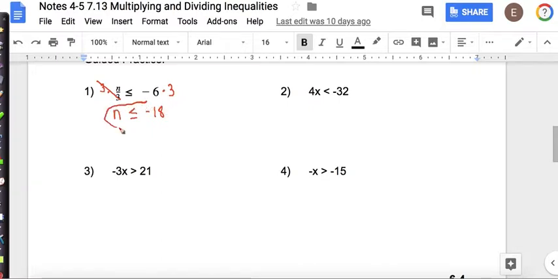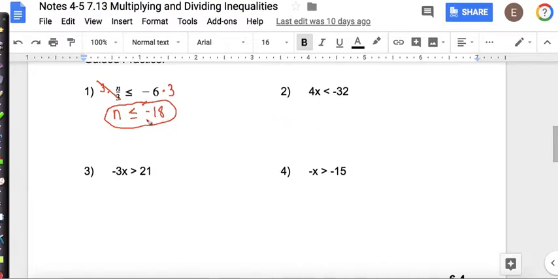Now notice I did not flip the symbol here. Why? Because I didn't multiply both sides by a negative. I multiplied both sides by positive 3. So no need to switch it when you multiply both sides by a positive 3, as you saw in the demonstration when I multiplied by positive 2.